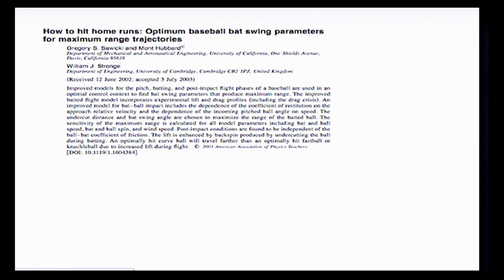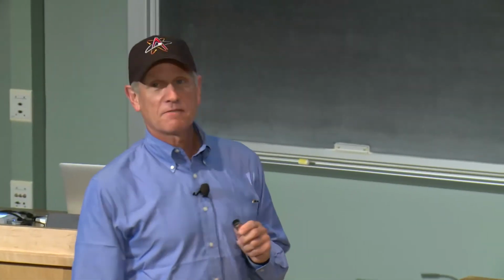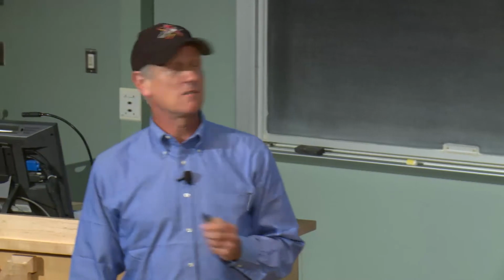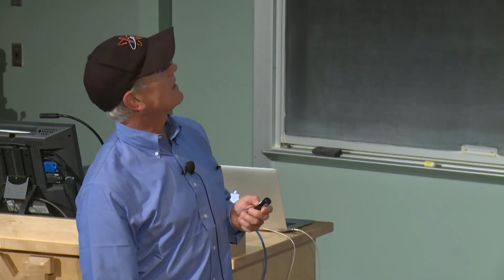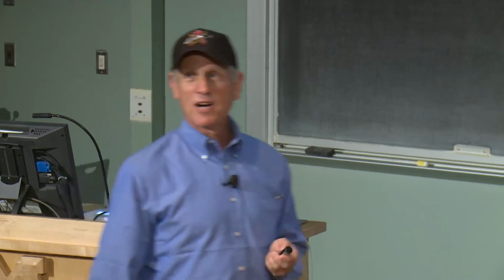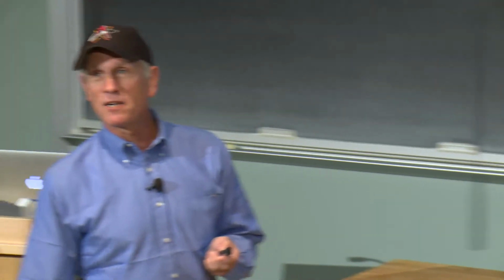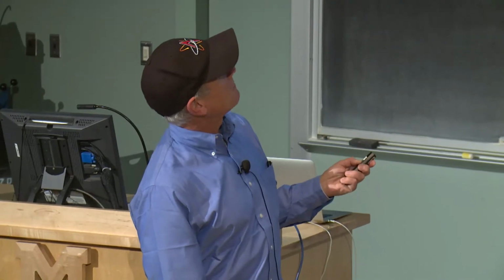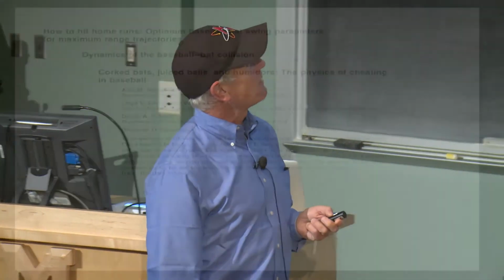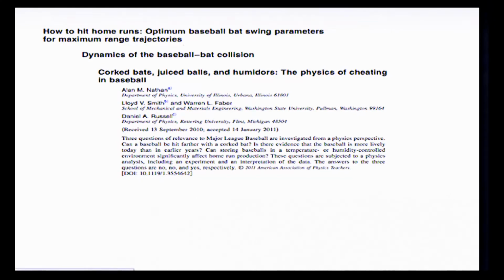So physics of baseball is not just for fun. And certainly it can help you enjoy the game more, I think, to understand and see some of the physics. But there is real scholarly literature. People are really doing research at universities and laboratories. NASA finds a great interest in educating the public using baseball as an example. So I just have a selection of papers here: how to hit home runs. Okay, that's something every baseball player should read. It's in the American Journal of Physics. The dynamics of the baseball bat collision, corked bats, juiced balls, and the like.